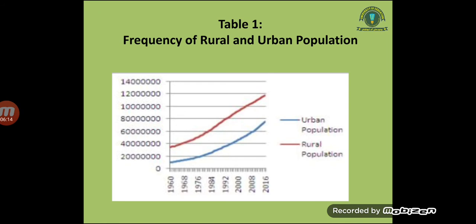I showed the table which is for the frequency of rural and urban population. You can see that in 1960s there is on the level of 2, 1968 on the level of 40 lakh. This blue line shows the urban population and the red line shows the rural population.